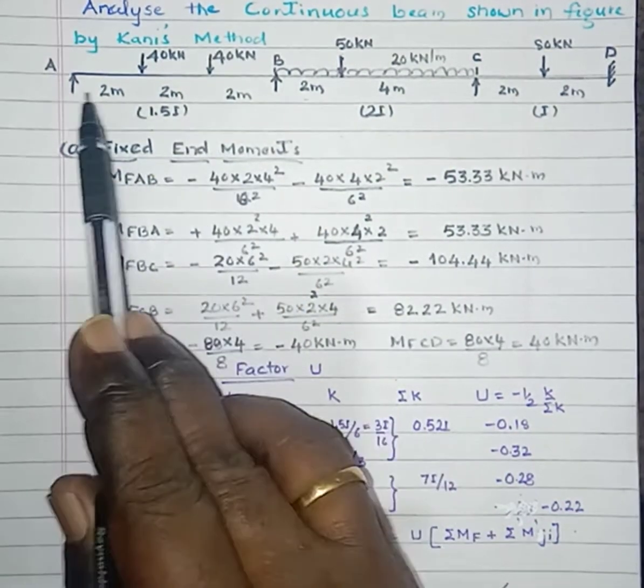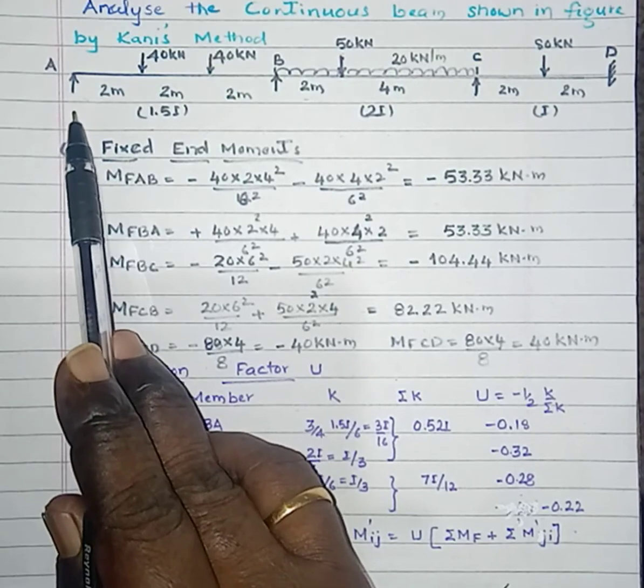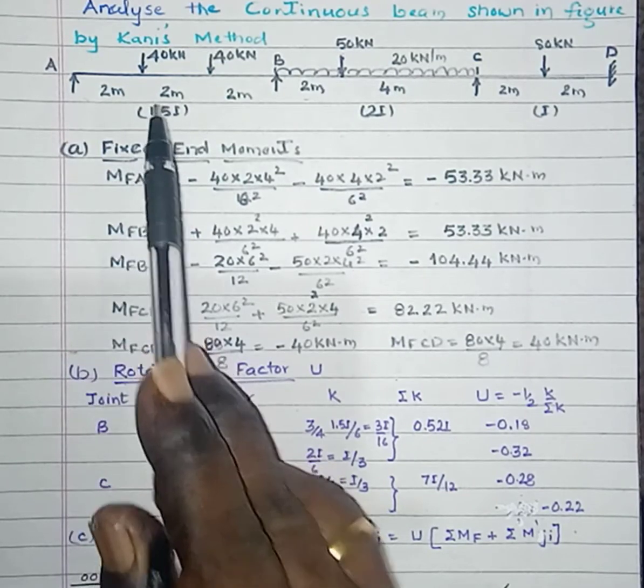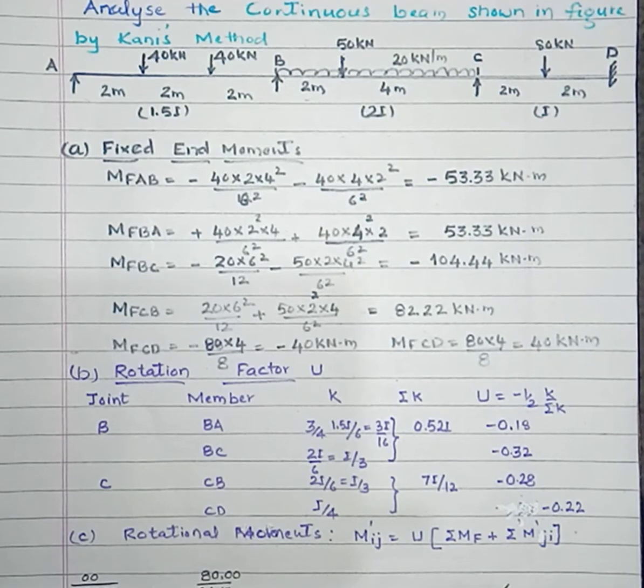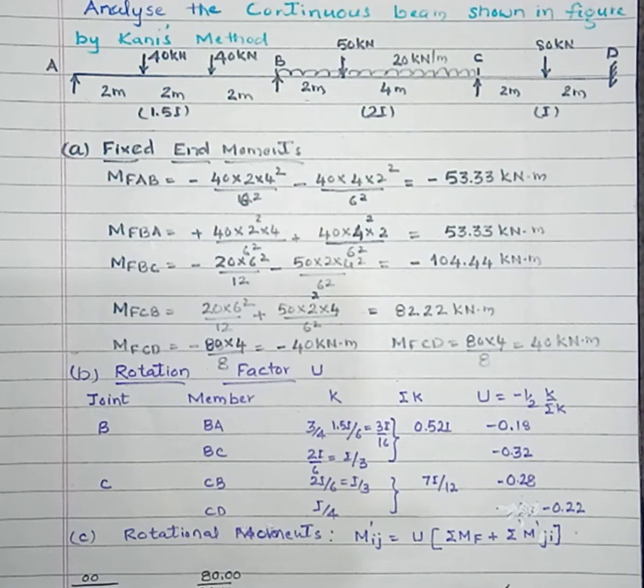Here this one is the given diagram. Support A is a simple support and D is a fixed support. A to B, the total length is 6 meters and the moment of inertia is 1.5 I, and it is subjected to 40 kilonewton loads each at 2 meters from A and B respectively.